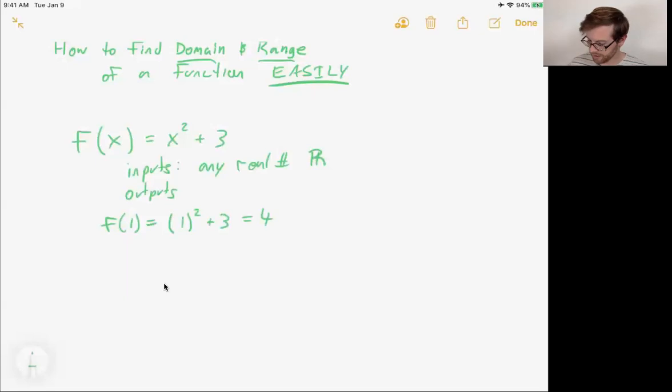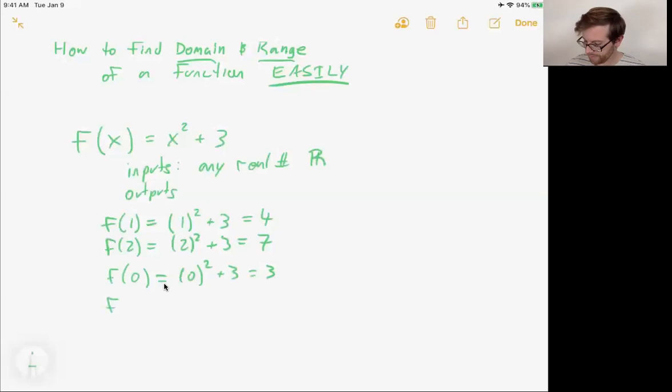Let's try some others. I could try f of 2. That'd be 2 squared plus 3. 2 squared is 4, plus 3 is 7. And then I could put in any kind of crazy ones I want, but I want to keep it pretty easy. But I want you to notice, I could go the other way too. Let's say, what's f of 0? f of 0 would be 0 squared plus 3, that's 3.